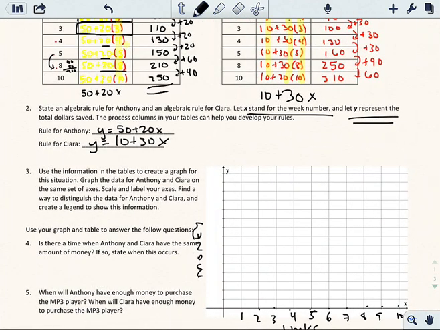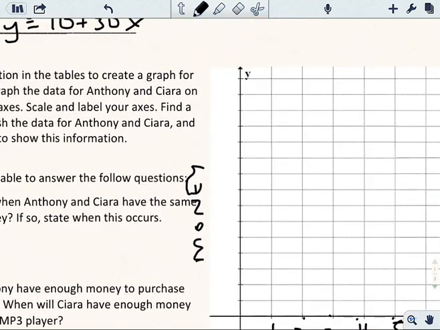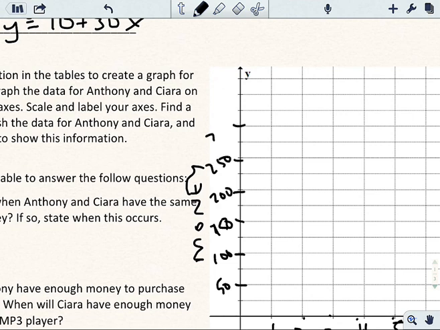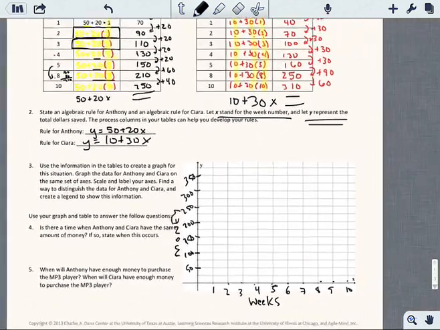Anthony only gets to 250. His sister gets to 300. So I probably want to graph out to at least 300 or 350. So let's figure out what we can count by. What if I make this 50? That would make that 100. That make that 150. That make that 200, 250, 300, 350. Awesome.